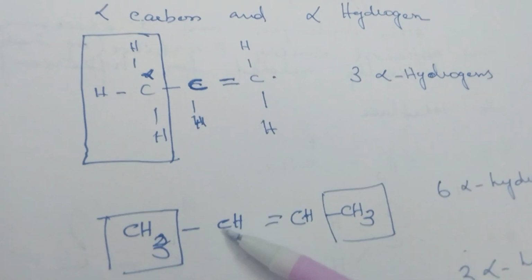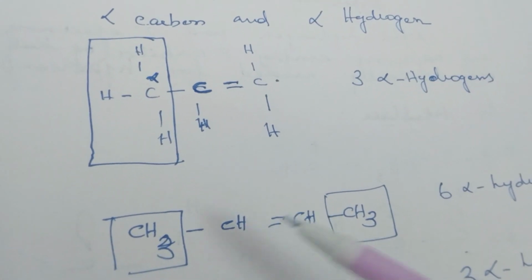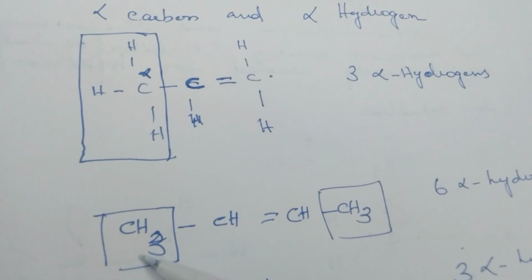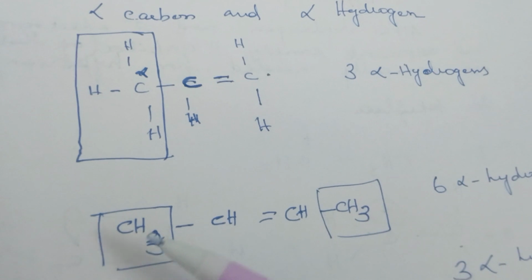Now, how many alpha hydrogens are present in this compound? See, this is the double bonded carbon. Next to the double bonded carbon, this is the next one. So this carbon is called the alpha carbon.